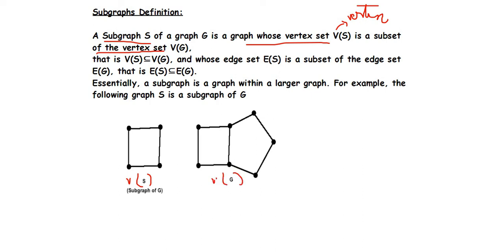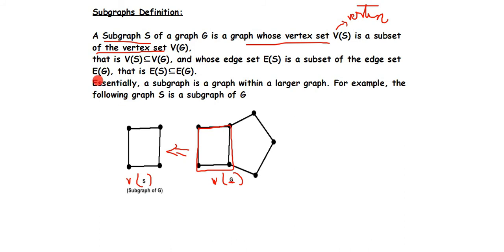We mainly denote graphs with G as a graph. A subset is nothing but a graph. If you take the example of the main graph, which is V of G, this portion is being duplicated or taken away to form a subset of the graph. So this V of S is definitely a subset of V of G.